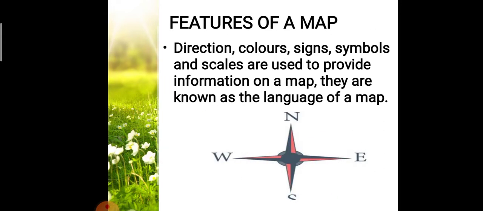Now, features of a map. Very important. Features of a map. First of all, direction. Okay, let's talk about all these features of a map together. Then one by one we'll discuss them. Direction, colors, signs, symbols and scales are used to provide information on a map. They are known as the language of a map, so they help us to read the map in a more clear and detailed way. Now let's discuss all these features one by one.